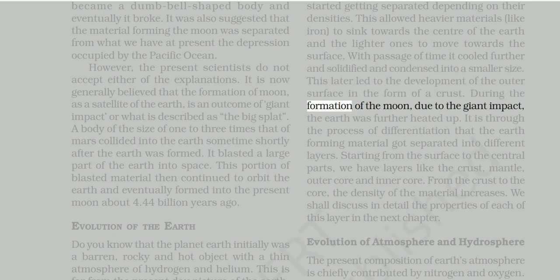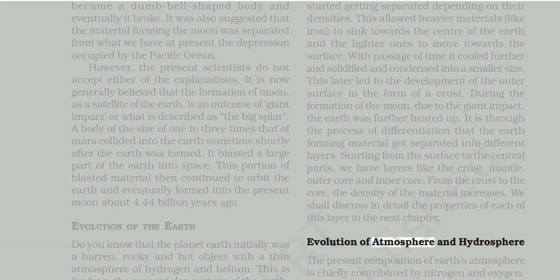During the formation of the Moon, due to the giant impact, the Earth was further heated up. It is through the process of differentiation that the Earth-forming material got separated into different layers. Starting from the surface to the central parts, we have layers like the crust, mantle, outer core and inner core. From the crust to the core, the density of the material increases. We shall discuss in detail the properties of each of these layers in the next chapter.